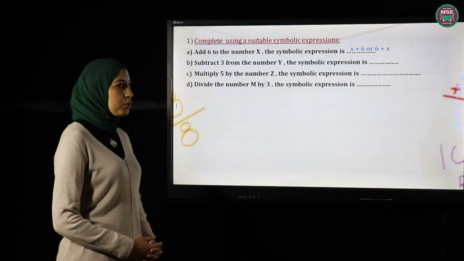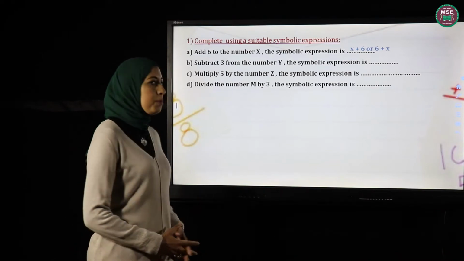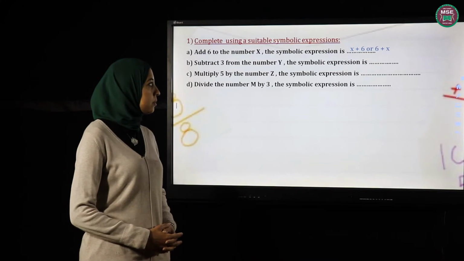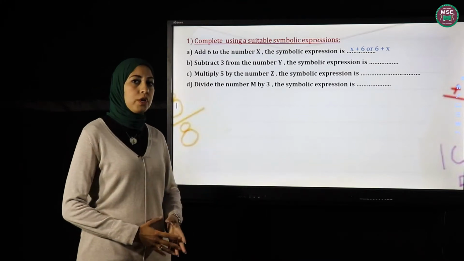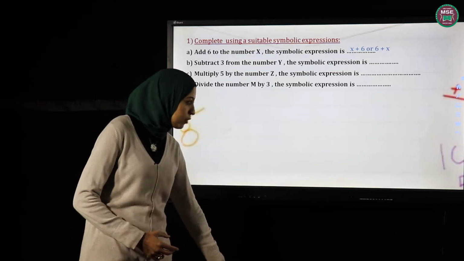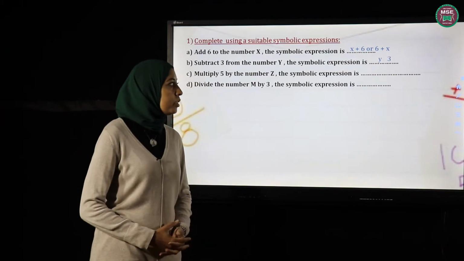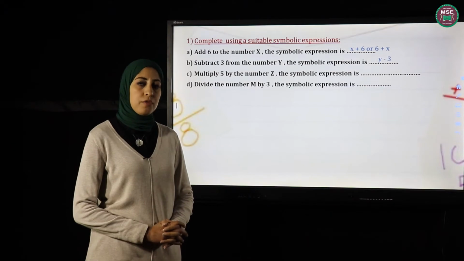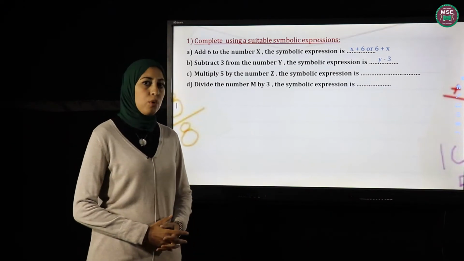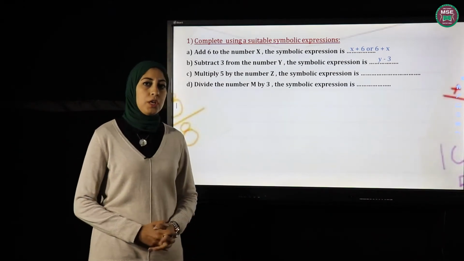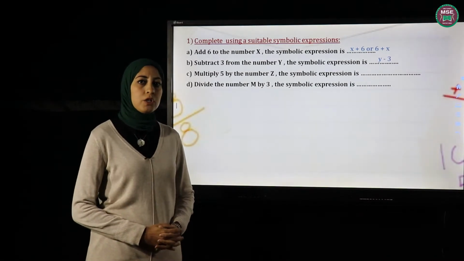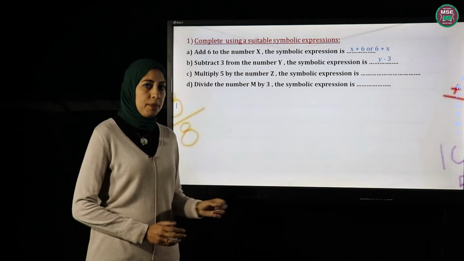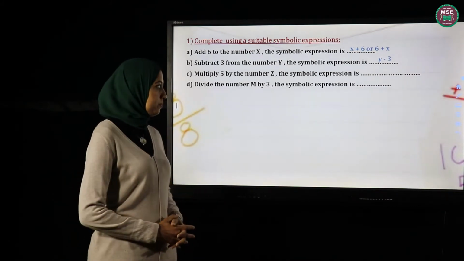Number B, subtract 3 from the number y. Subtract means minus. How can I write it? From the number y means I have to start from y. Y minus 3. And in subtraction, I can't change the places of the numbers. That means I have only to write y minus 3, and I can't write it 3 minus y. Okay? Subtract 3 from the number y means y minus 3.